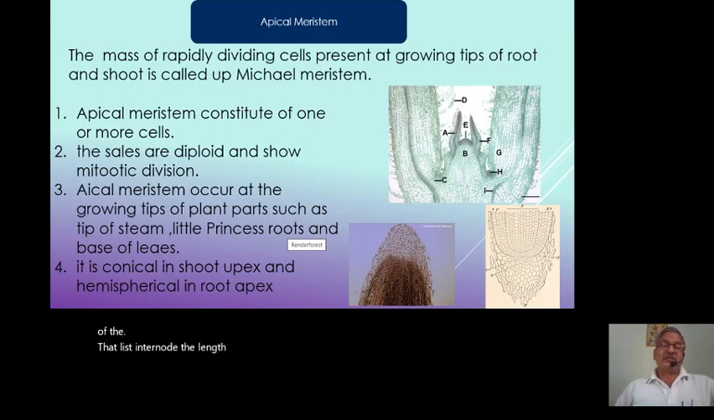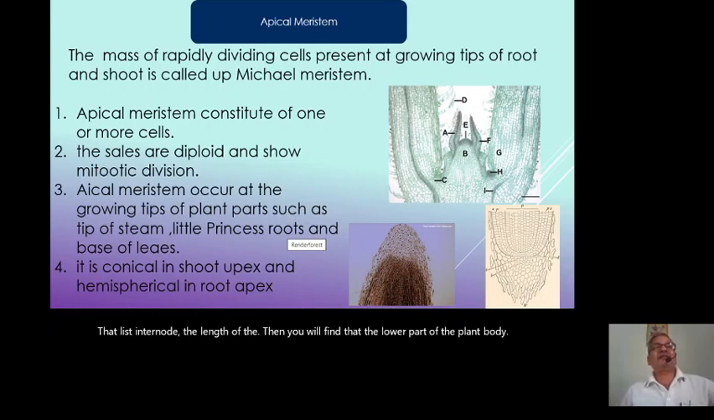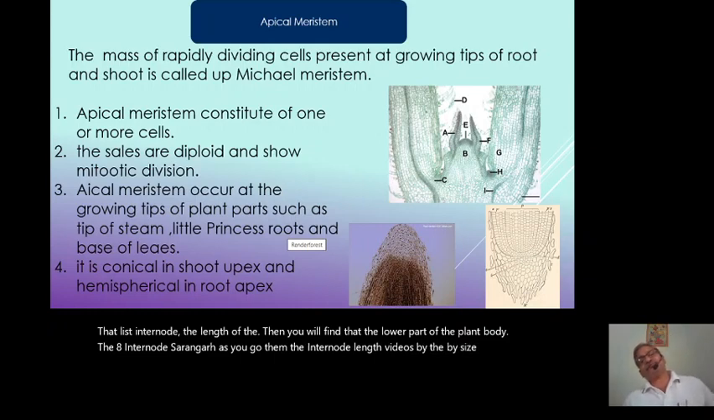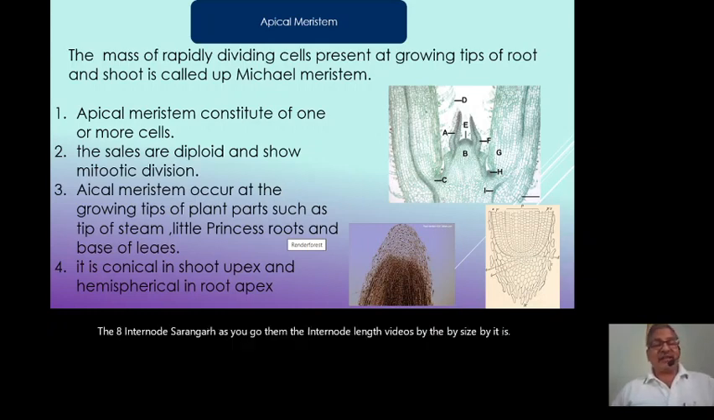If you observe the sugarcane stem, then you will find that toward the lower part of the plant body, the internodes are longer. As you go toward the apex, the internode length is reduced in size. Therefore, this increase in the length of the internode is due to the intercalary meristem.